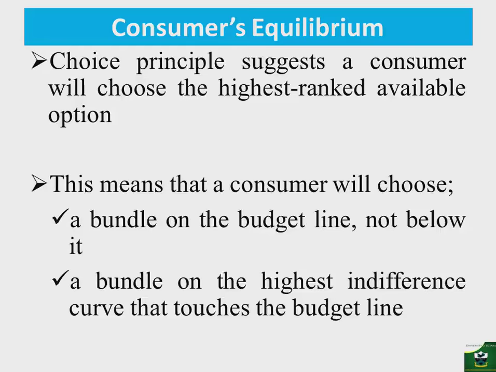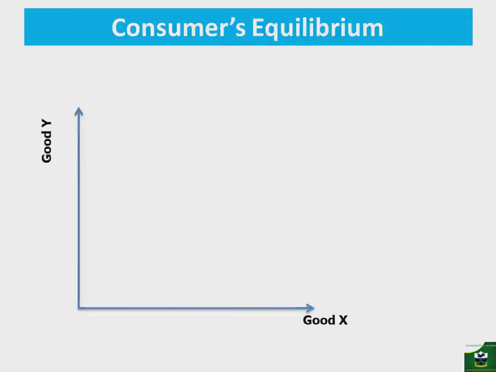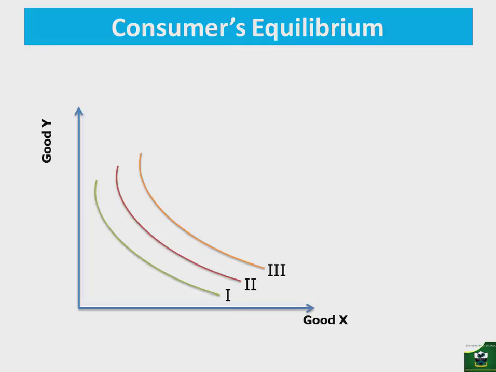Let's look at the graphical illustration of equilibrium. So on the vertical axis, we put good y, and on the horizontal axis, we put good x. With an indifference map where we have indifference curves 1 all the way to 3, it should be noted that indifference curve 1 has lower utility compared to indifference curve 2, and indifference curve 2 has lower utility compared to indifference curve 3. This means that the higher the indifference curve you have, the more satisfaction a consumer will generate from a combination lying on that indifference curve.